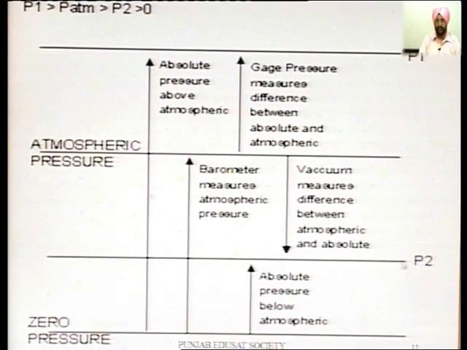This is greater than this P2, as it is indicated here also, and this 0 is indicating the zero pressure level. P1 is greater than P atmospheric, P atmospheric is greater than P2, and P2 is greater than the zero pressure level. So this is all about these four different types of pressures: absolute, vacuum, gauge, and atmospheric pressure.